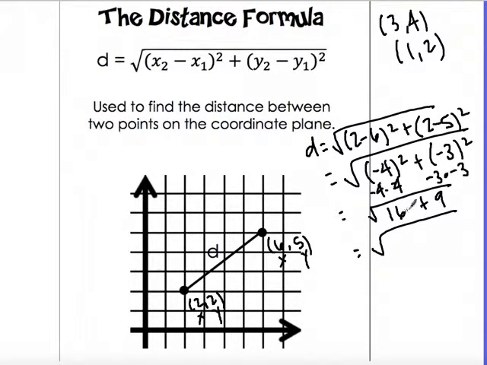So 16 plus 9 gives me 25, so I'd have the square root of 25, which would give me 5, because 25 is a perfect square. So the distance between the points (2, 2) and (6, 5) would just be 5.